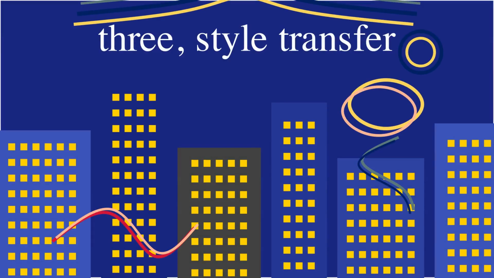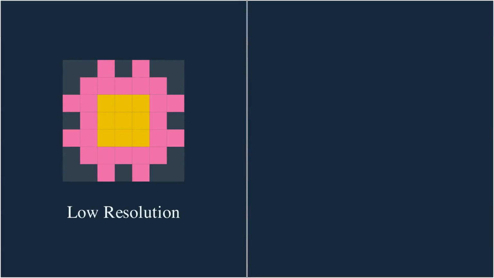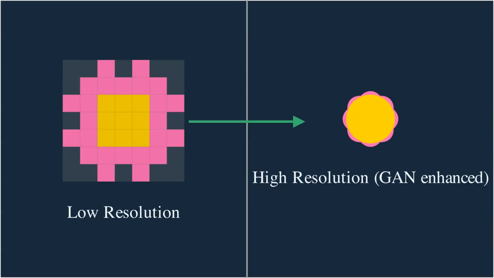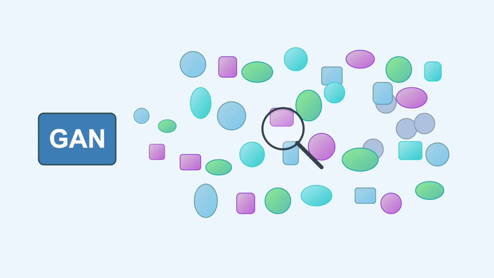3. Style transfer, applying the artistic style of one image to the content of another. 4. Super resolution, enhancing the resolution and detail of low-resolution images, making them sharper and clearer. 5. Data augmentation, creating synthetic, realistic training data to expand datasets. Especially useful in fields with limited real data like medical imaging.